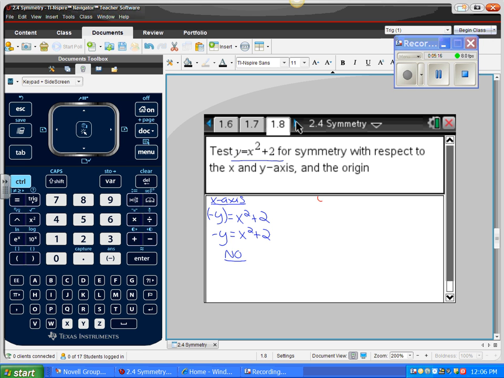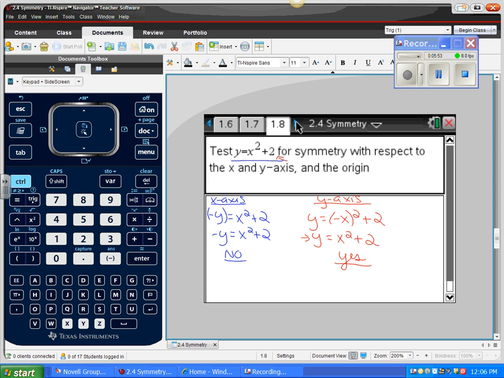So let's test it for the y-axis. To test the y-axis, we put in a negative x for x. So we get y = (-x)² + 2. (-x)² essentially means negative x times negative x. And we know that a negative times a negative is a positive. So now, is this the same as this? Yes. Okay, so we can say that y = x² + 2 is symmetric to the y-axis.